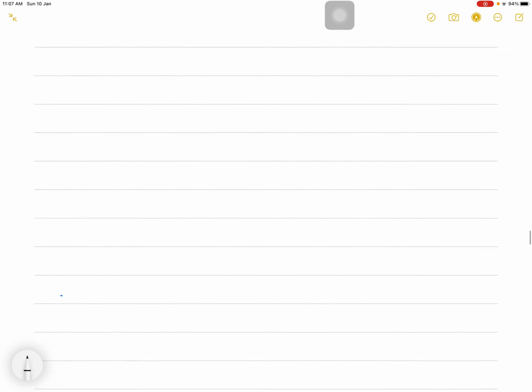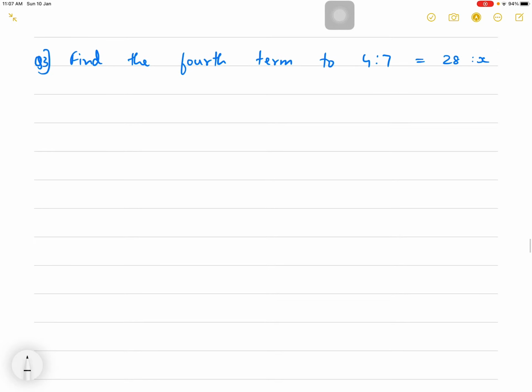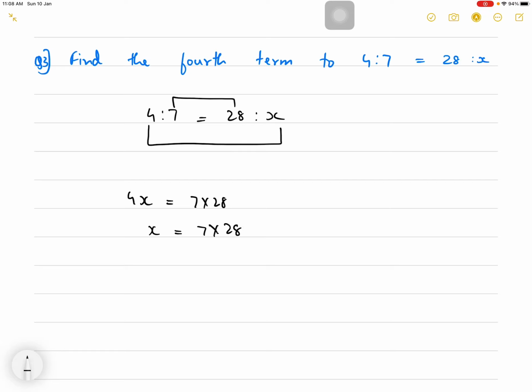Okay, let's see the next problem. Find the fourth term. 4 is to 7 is equal to 28 is to x. Okay, you just have to find x. So product of extremes is equal to product of means. Correct? So 4x is equal to 7 into 28. So x is equal to 7 into 28 divided by 4.